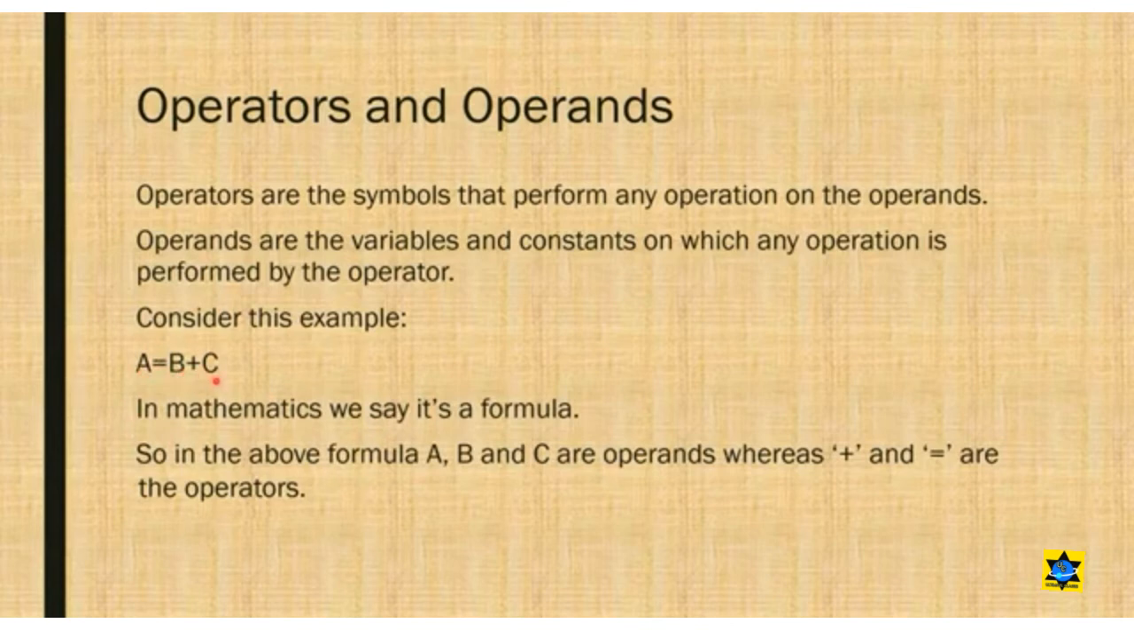So in this example the operators are plus and equal to. This operator plus is adding B and C. So B and C are the variables, the operands, and on B and C the plus is operating and performing a kind of operation. This is addition exactly, and the result of that will be stored in the variable A. So equal to is giving the sum to the variable A. Equal to and plus, these two are the operators in this example, and A, B, C are the operands.